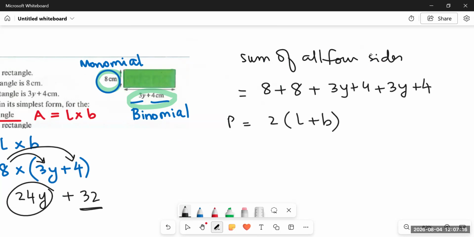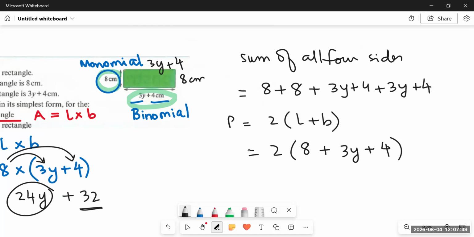So here, when we add length and breadth, it would be like this: 8 plus 3y plus 4. And since there is addition only, we don't need to keep it inside the bracket. But after we add the length with breadth, we have one more length and breadth. Since we have to add all four sides, if we simply multiply the sum of length and breadth with 2, we will get the sum of all four sides. So this is the formula we use for finding the perimeter.